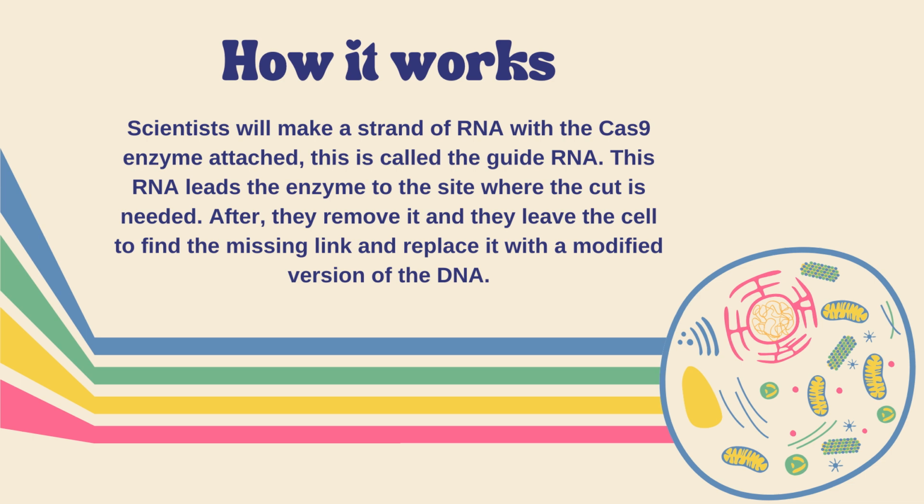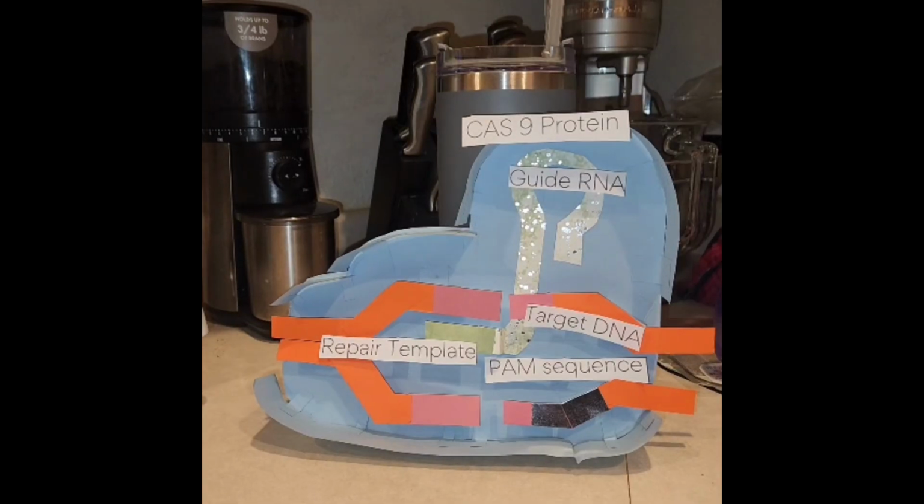Going a little more in depth, scientists will make a strand of RNA with a Cas enzyme attached. This is called the guide RNA. This RNA leads an enzyme to the site where the cut is needed. After, they remove, modify, or completely delete it, and leave the cell to join the DNA together again. This process effectively changes the gene and is used to either turn a gene on and off or modify a faulty gene. And this is our model.